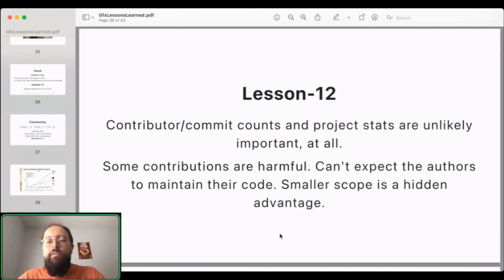Your contributors, your star count, it's all secondary. You can't expect anybody to maintain their code. And the only thing you can do is have a small scope that solves a particular task. That's the best you can do.